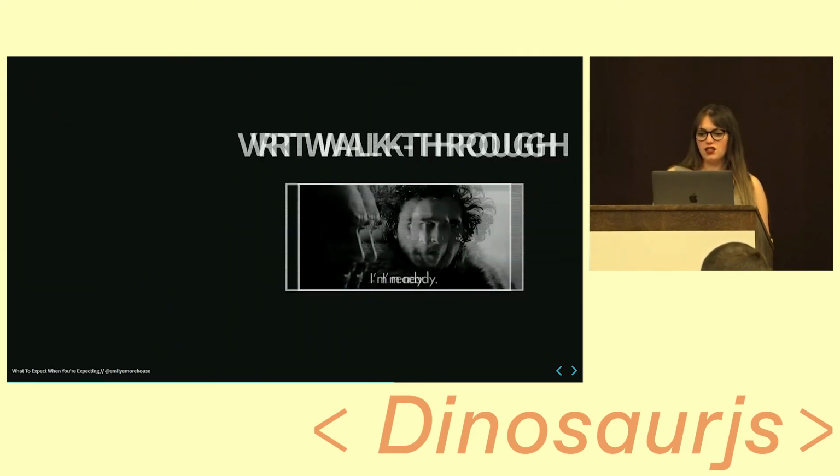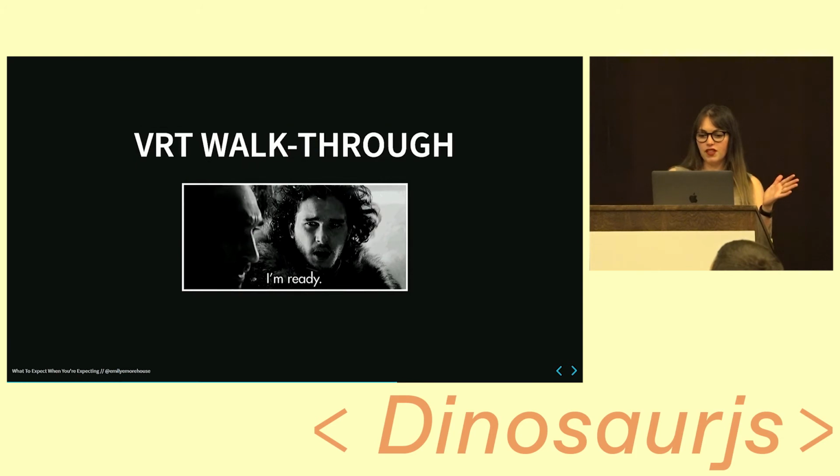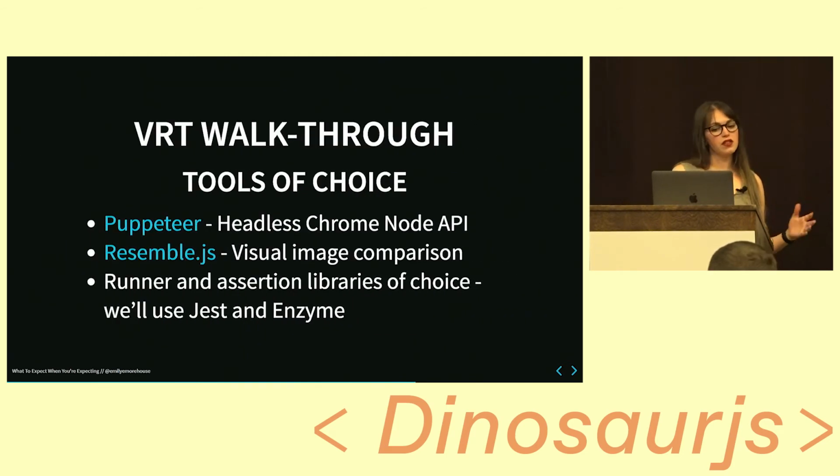So let's start off with a walkthrough of an example of how you can approach visual regression testing. For this example, my tools of choice: I'm going to use Puppeteer because it's really great to work with. I'm going to use a library called ResembleJS that can handle my visual image comparisons. And then I'm going to use Enzyme because the base project that I used was a React application.